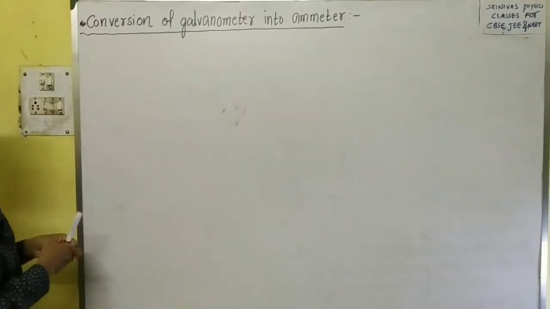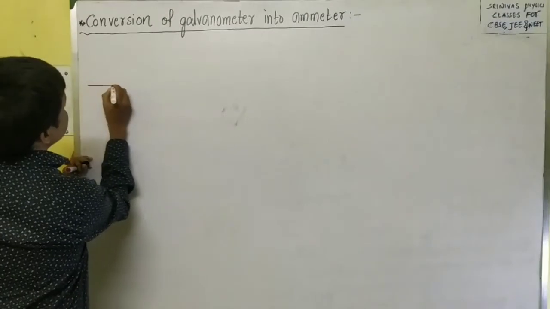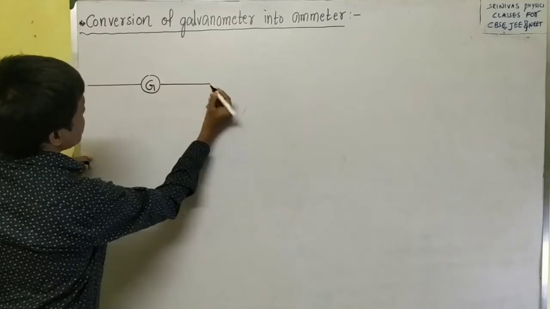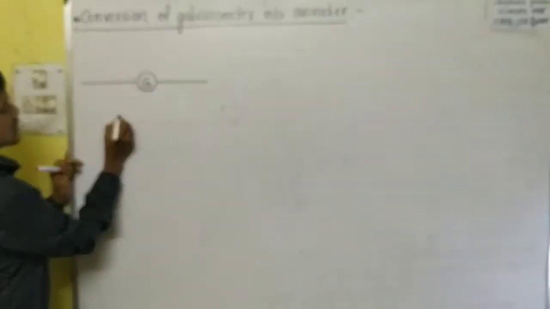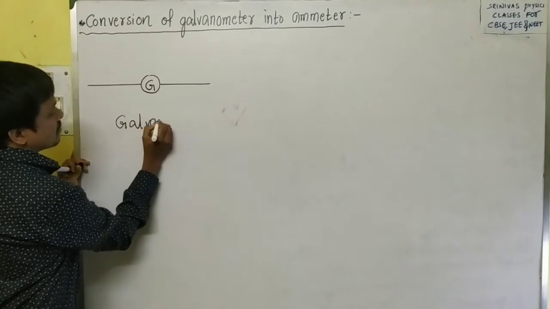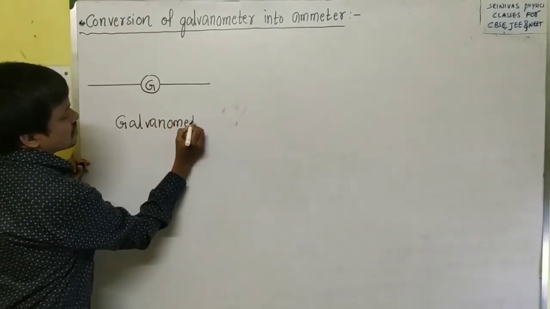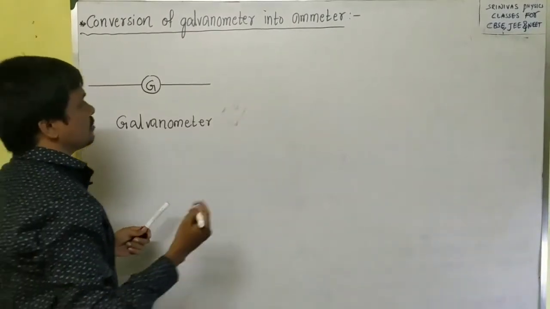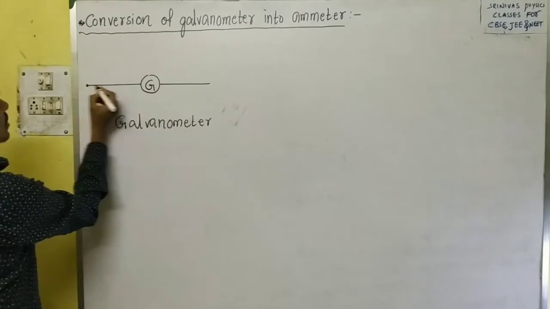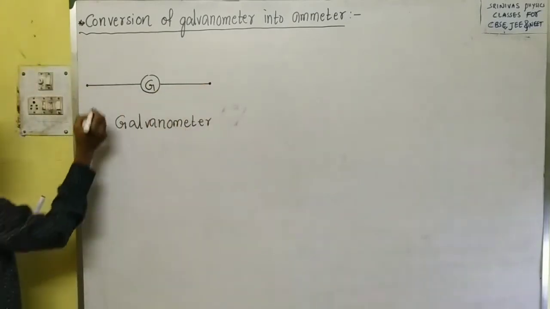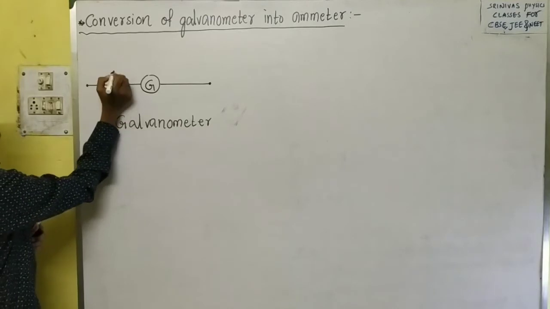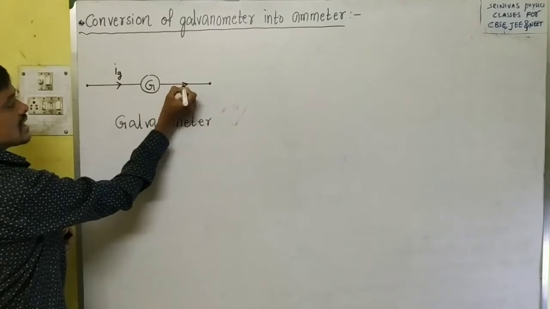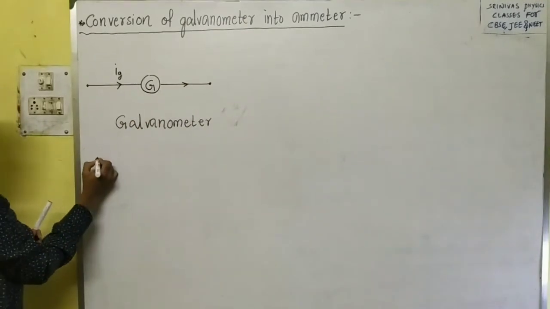Let us see. This is the galvanometer, and now I want to convert this galvanometer into an ammeter. For that, what do you have to do? For example, this galvanometer is used to measure small currents. For the full scale deflection, the current measured by the galvanometer we can consider as Ig. Ig is the maximum current measured by the galvanometer.